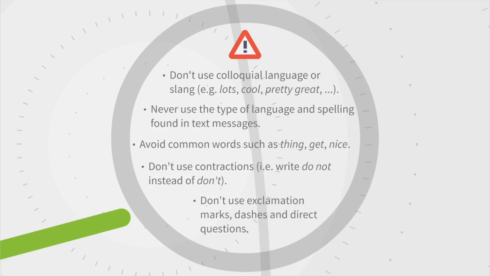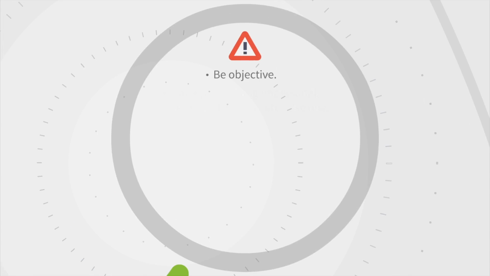Don't use exclamation marks, dashes, and direct questions. They all have their place in other types of writing, but not the kind we're looking at right now. Be objective and make your writing impersonal, that is, avoid I, my, we, and so on. Use one, like I explained before.